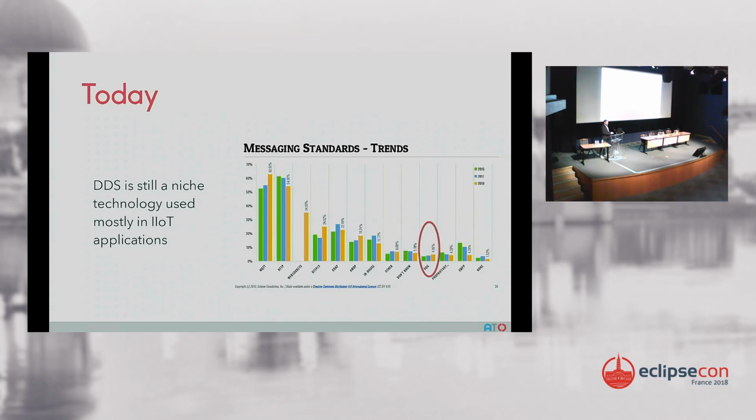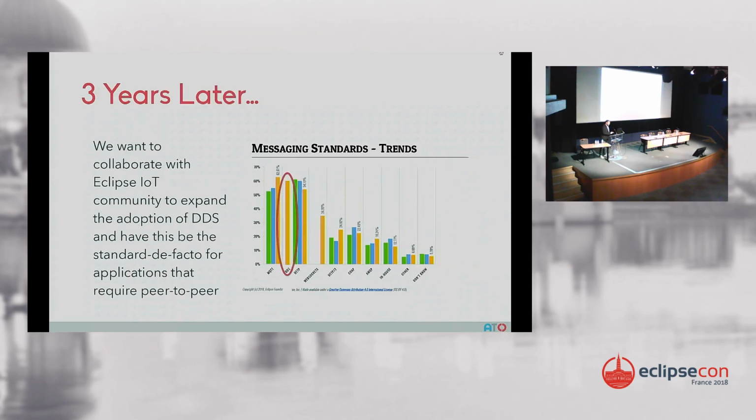So we think that MQTT will still be the mainly used technology because it will be used when it fits. But our goal is to make sure that DDS becomes the de facto standard for applications that need peer-to-peer, or the kind of scalability and time decoupling I described. And as we believe this will concern more and more IoT systems, our goal is to make DDS the second most used data distribution technology in the next years.